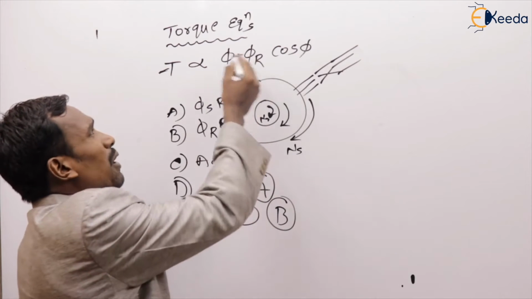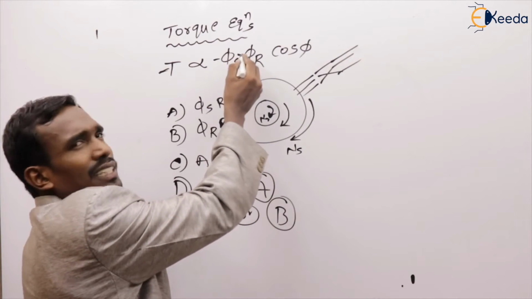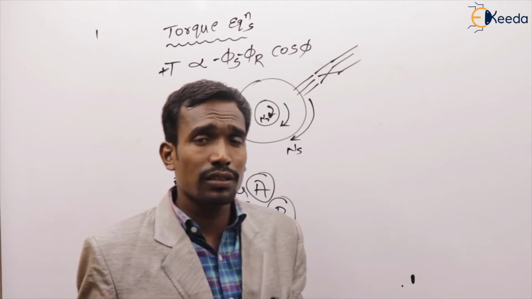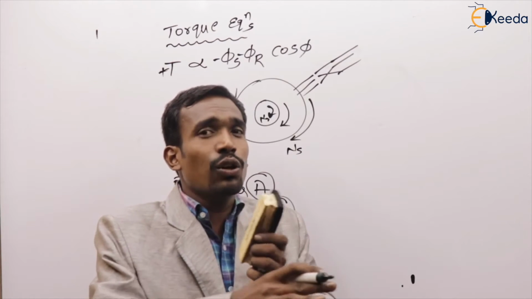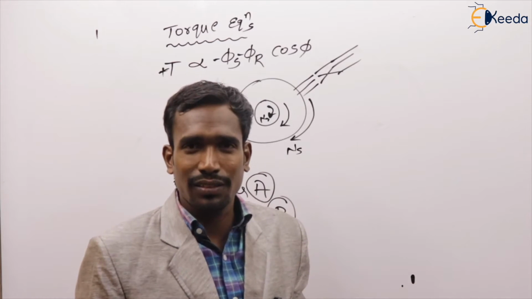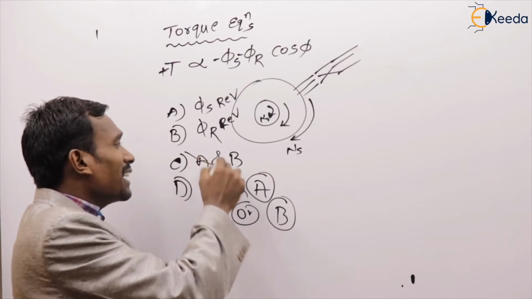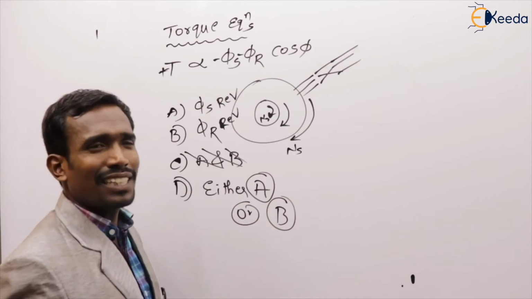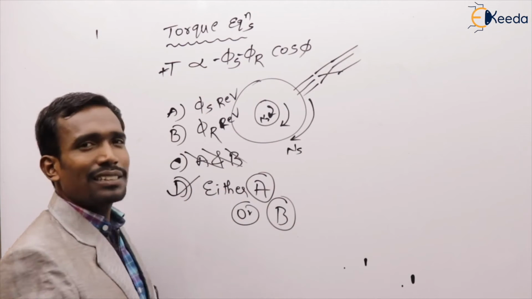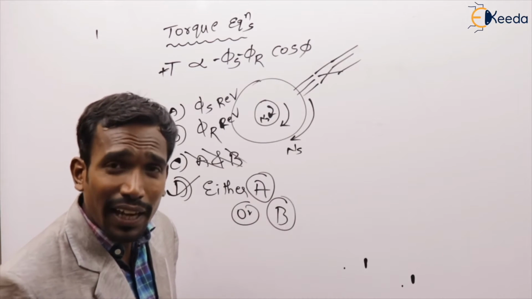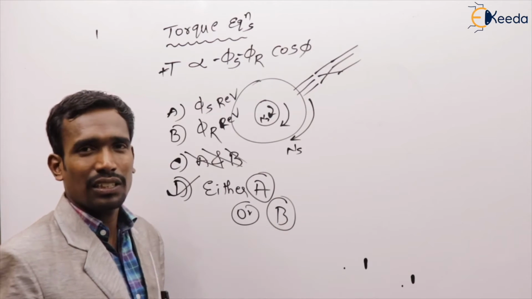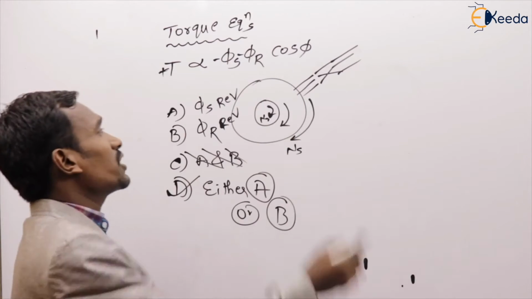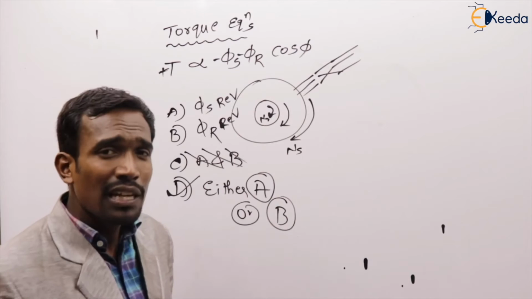Third one, if both are reversed, minus into minus is plus, so there is no change in torque, nothing but no change in direction of rotation. So this C is 100% wrong answer. Now tell me, which of the following is the correct answer? Either A or B is 100% correct. By changing either the stator flux direction or the rotor flux direction, we can change the direction of rotor rotation.